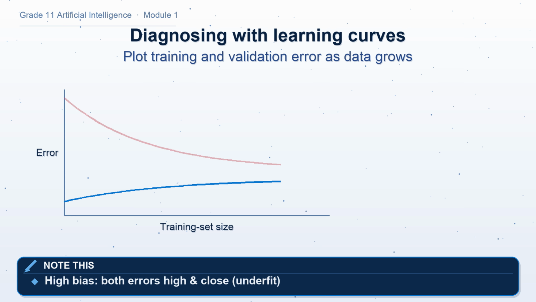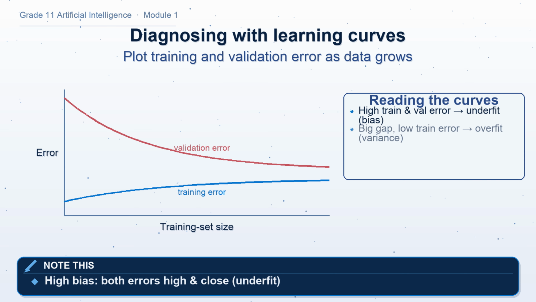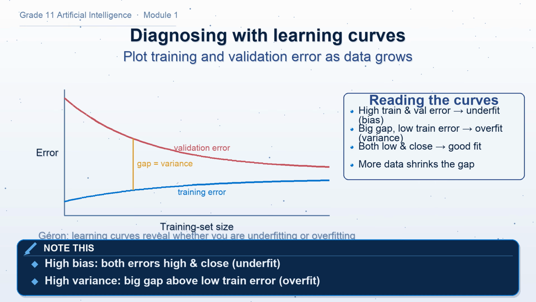If both curves sit high and close together, the model is underfitting, that is high bias. If the training error is low but a large gap remains above it, the model is overfitting. That gap is the variance. Notice that adding more data shrinks the gap, which helps a high variance model but not a high bias one. The curves tell you which problem you actually have, so you fix the right thing.